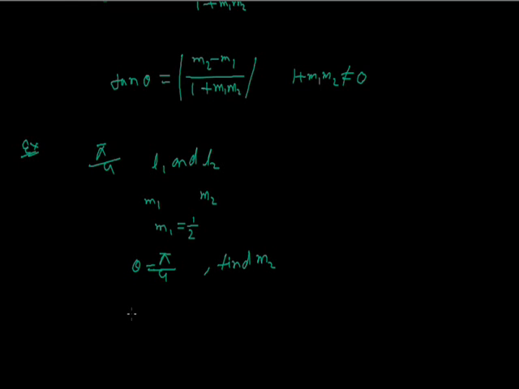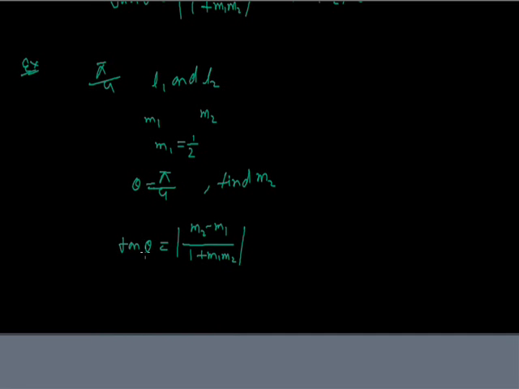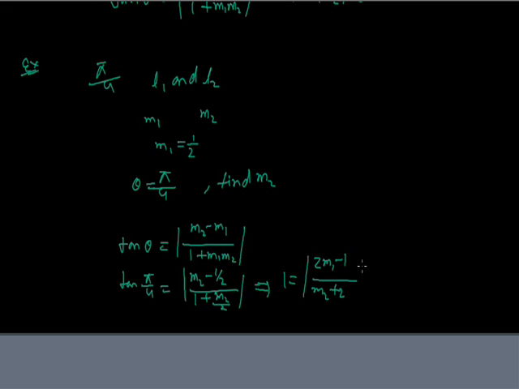Now we have to find the value of m2. We know that tan theta is equal to the modulus of m2 minus m1 upon 1 plus m1 m2. So we can put in the values: tan pi by 4, which is equal to 1, is equal to the modulus of m2 minus 1 by 2 upon 1 plus m2 by 2. Now after solving this, 1 is equal to the modulus of 2m2 minus 1 upon m2 plus 2.